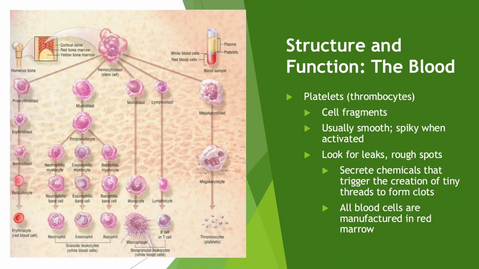Continuing with blood structure and function, let's discuss platelets, also called thrombocytes. Platelets are cell fragments that are usually smooth but become spiky when activated. They move through the bloodstream looking for leaks and rough spots in blood vessels. When they find damage, they secrete chemicals that trigger the creation of tiny threads to form clots. It's important to remember that all blood cells are manufactured in red bone marrow.